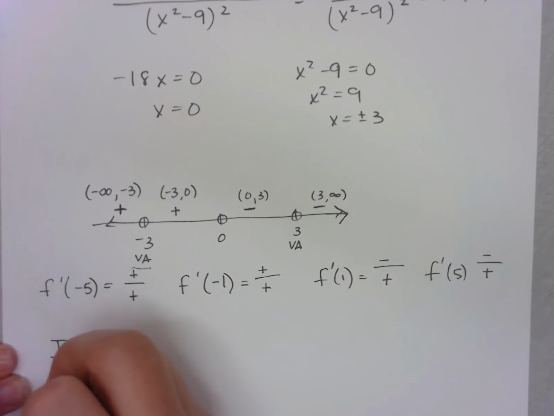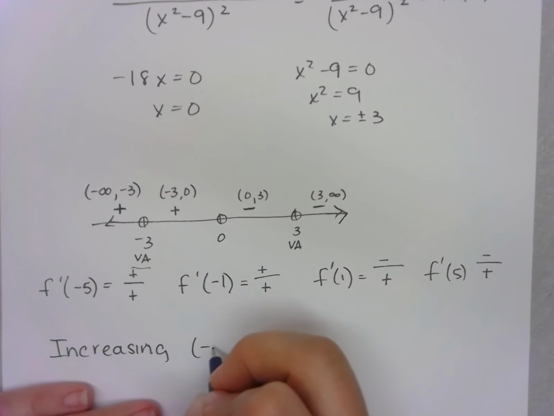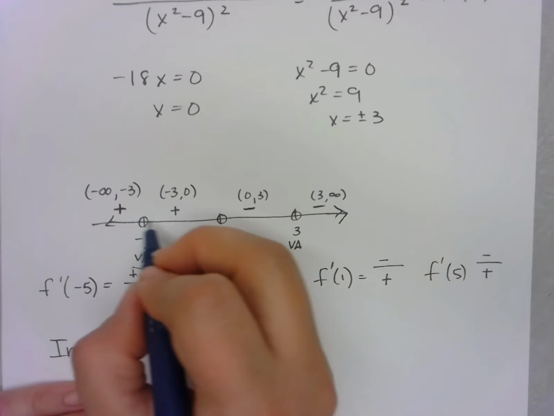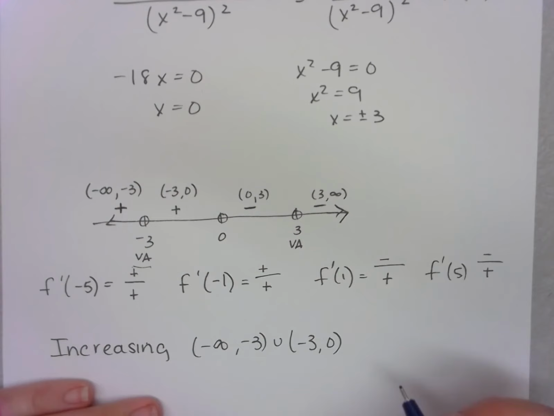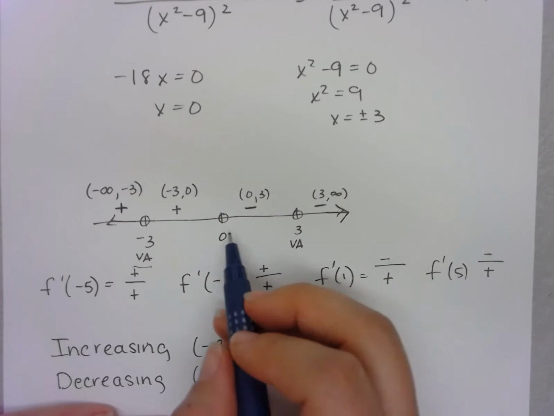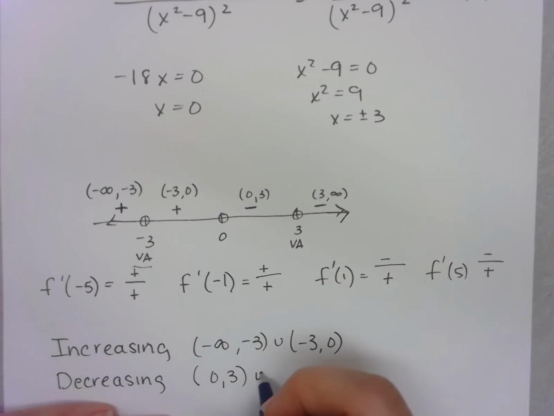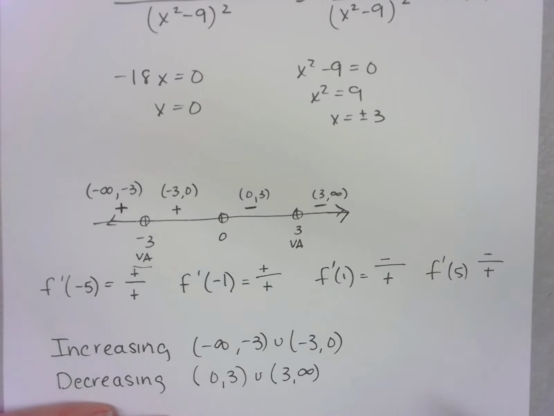So I'm increasing from negative infinity to negative 3, and then from negative 3 to 0, I just use the union symbol to attach them. And it's decreasing from 0 to 3, and then I attach to it 3 to positive infinity. So these two, and I'm finished with my increasing and decreasing. So next time we will figure out how to find our local mins and maxes.